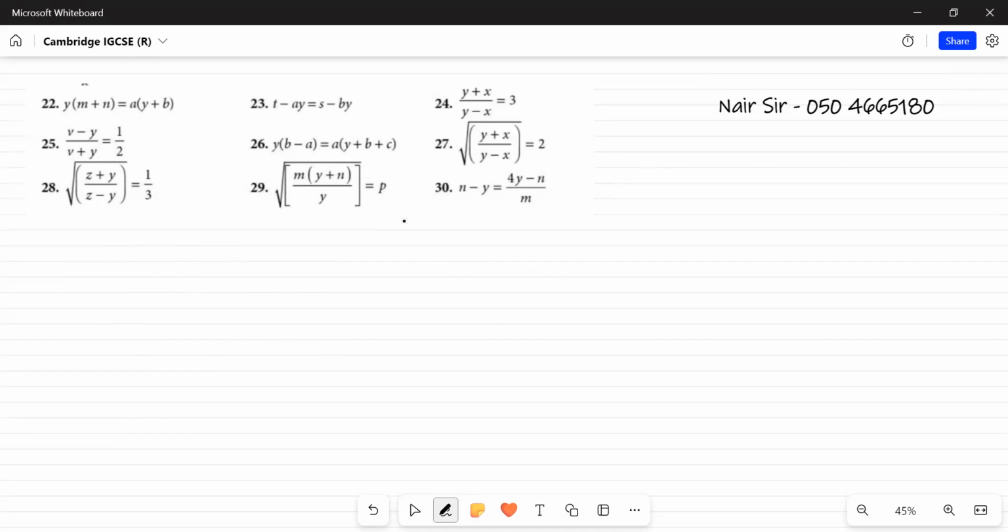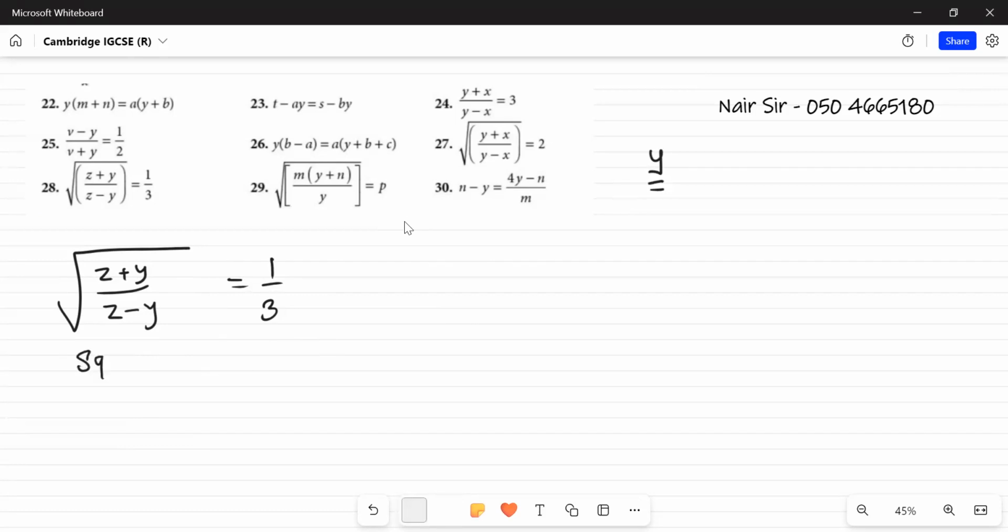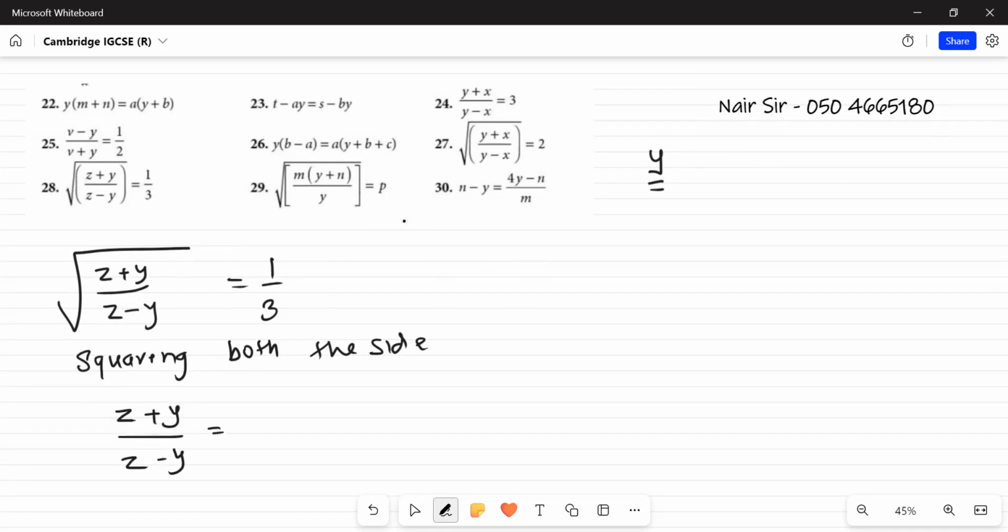Let's look at the 28th question. Square root of (z plus y upon z minus y) is equal to 1 upon 3. I need to make y the subject. y is the subject. So here, squaring both the sides. Don't get confused when you have got a square root. So this will become (z plus y) upon (z minus y) is equal to (1 upon 3) the square.